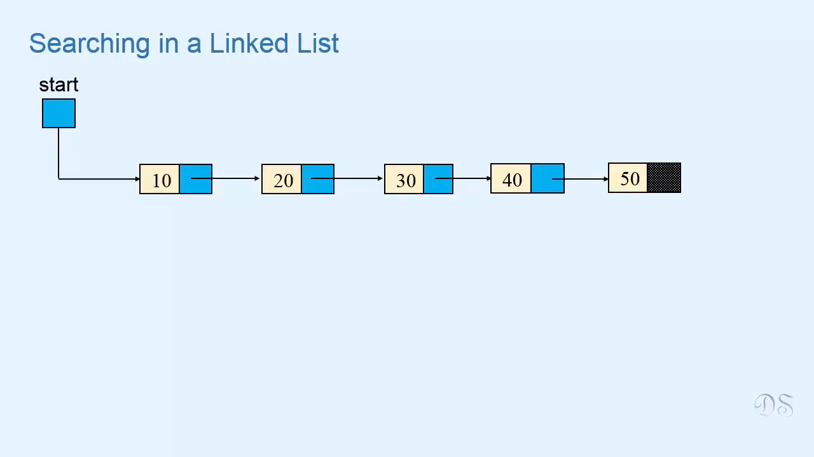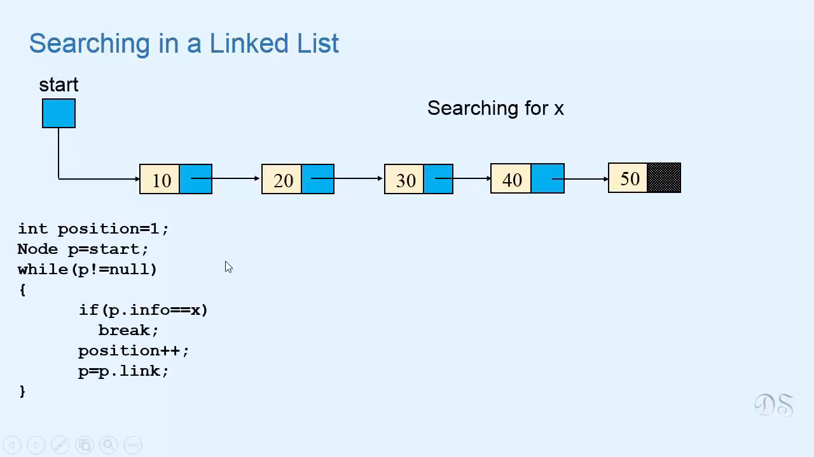Suppose we have to search for an element x in the list. Now whenever we visit a node, we check the info of that node. And if the info of that node is equal to x, then this break is executed and we come out of the loop. We have taken this variable position and initialized it to 1. We increment it each time a node is visited. So when this loop terminates and x is found, the value of this variable position will give us the position of the node that contains value x.